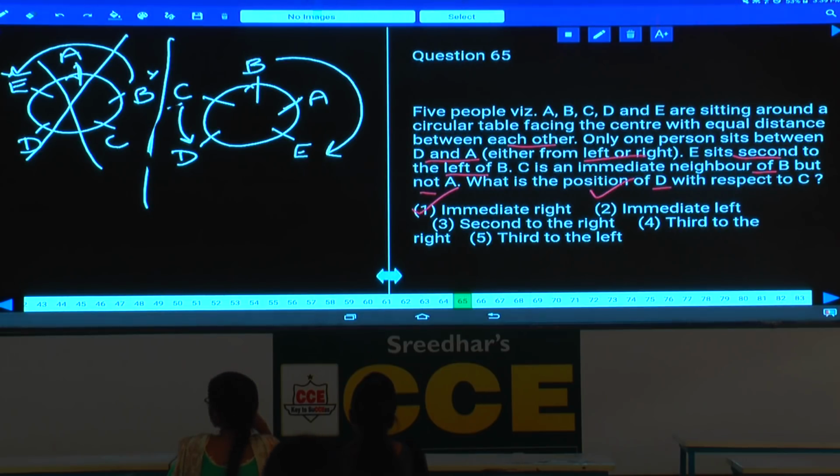Done with this? Now this is about paper number 92, question numbers 31 to 65. Yes, anything else left over in this paper?